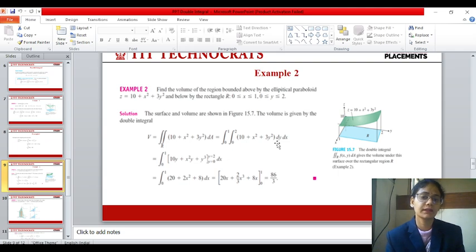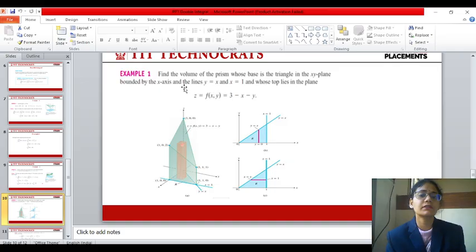So you got the volume for this particular elliptical paraboloid. Let us see the next example. Here we have to find the volume of a prism. This is a kind of prism whose base is a triangle in the xy plane.